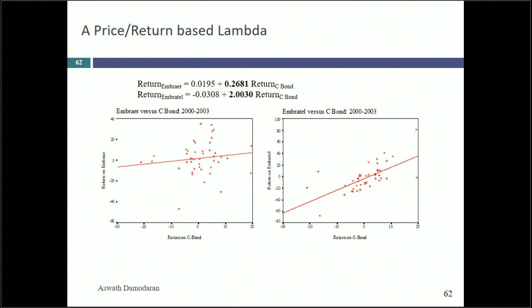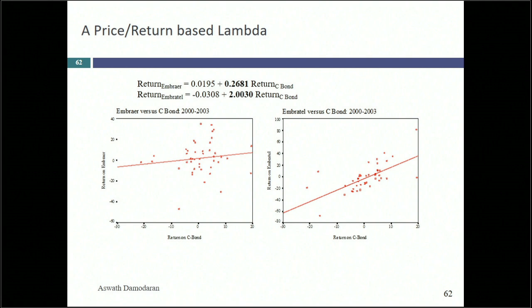So here's what I'm going to do. I'm going to take returns in the stock. In this case, I took Embraer and Embratel, two Brazilian companies, and regressed them not against returns on a market index, but returns on a C bond, which is a dollar-denominated Brazilian bond. And here's what I was trying to capture. When you have big shifts in country risk, the place it plays out is in that bond. So if your risk jumps, the price of your bond will decrease. So essentially, it becomes a proxy for country risk. The slope of the line I get is essentially a lambda, estimated the same way I got betas.